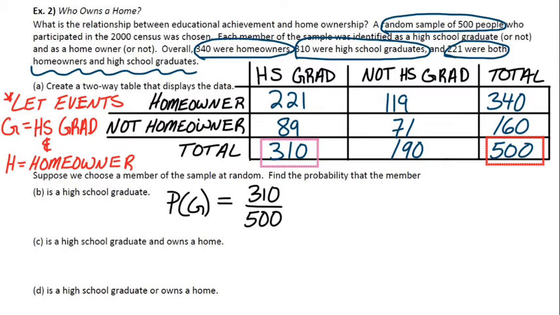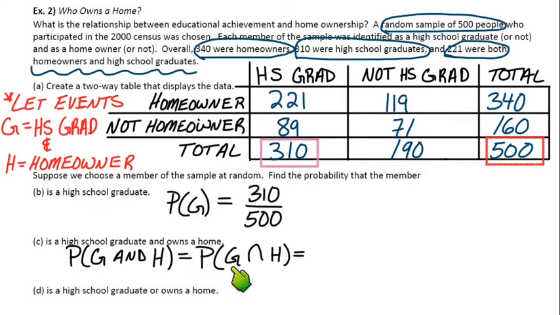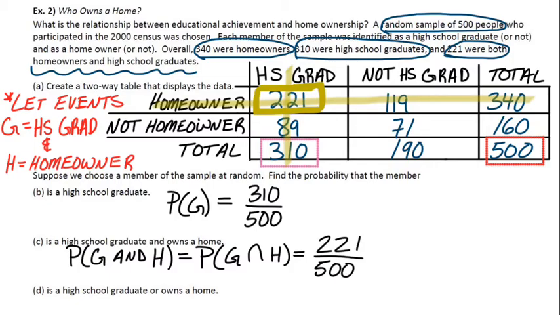Part C says, what's the probability that that randomly chosen member is a high school grad and owns a home? So we're going to look in the intersection of high school grad and owns a home. So probability of G and H. Or if we use the AP notation, G intersection H. So we look at the intersection of homeowner and high school grad. That would be that 221 number, so 221 out of 500 would be our answer, and we're going to leave it that way also.